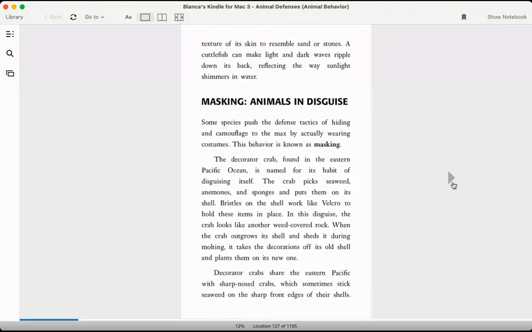Masking: animals in disguise. So like they put on a costume or something. Some species push the defense tactics of hiding and camouflage to the max by actually wearing costumes. This behavior is known as masking. The decorator crab found in the eastern Pacific Ocean.